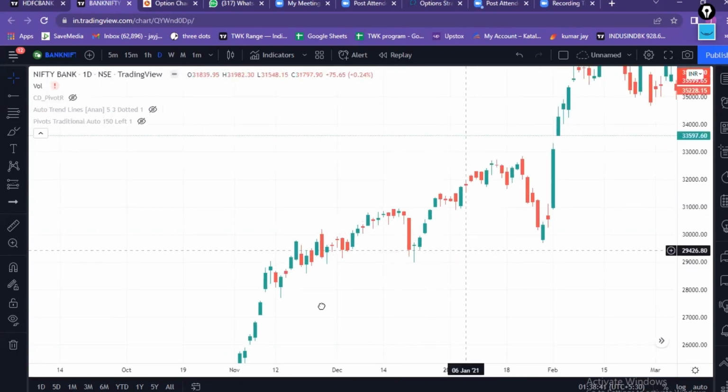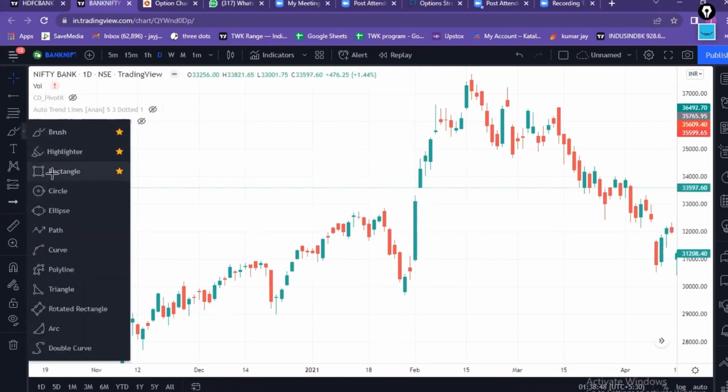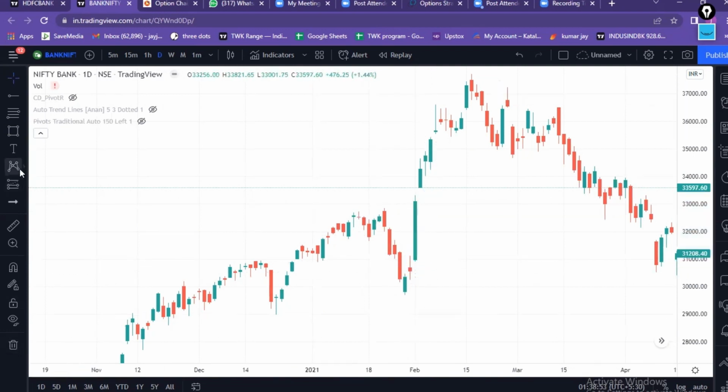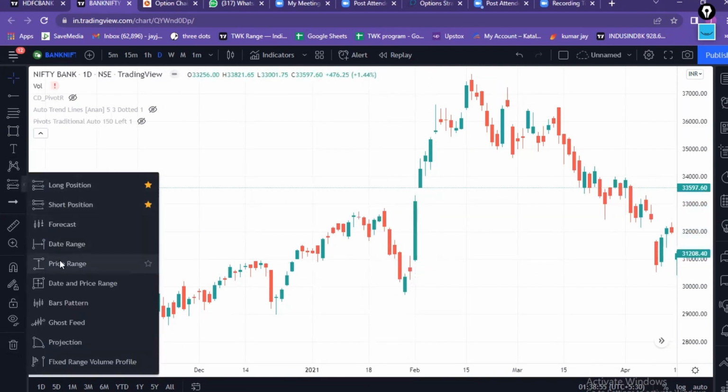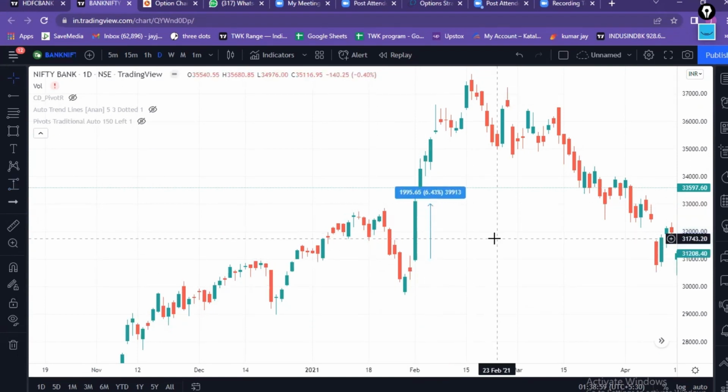Look at this particular red candle. How do we catch this type of big green candles? And once you have caught these, right? Once you have caught this, तो आपको टेंशन लेने की जरूरत ही नहीं. आप सिर्फ कैंडल की साइज देखिए, 1900 पॉइंट. इसको कैसे कैच कर सकते हैं?